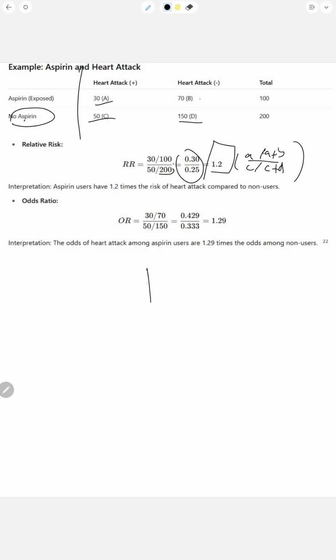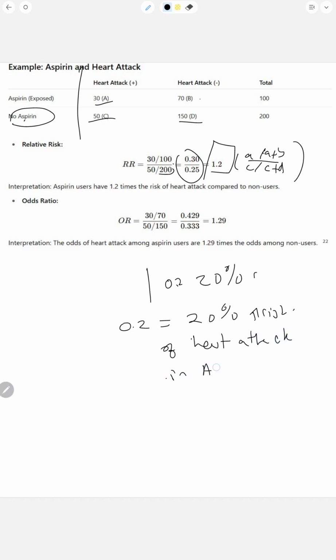So 1.2, remember we said 1 is our line of no effect, so meaning we've got a ratio of 0.2 above that, which is equal to 20% increased risk of heart attack in aspirin users versus non-users, right? So that's what our study showed, right? Doesn't mean this is what the reality is. It's just what our study showed, that aspirin actually increased your risk of getting a heart attack compared to those who were not taking aspirin.